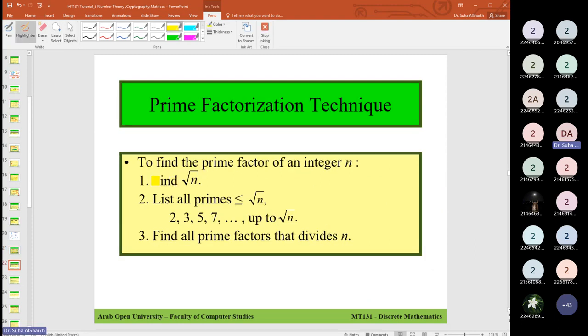So those are the methods. First, we find the root of the number. Then we list all the primes less than or equal to the root of this number. Then we check if any of those primes is dividing my n. If one of them divides n, it means n is not prime, it's composite. If none of them is dividing my number, it means my number is a prime number in this case.